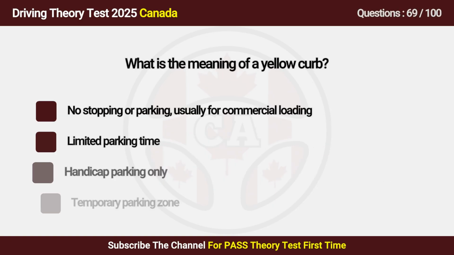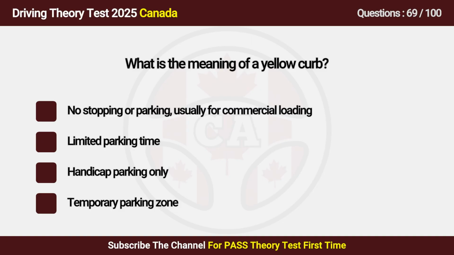Question 69. What is the meaning of a yellow curb? A. No stopping or parking, usually for commercial loading. B. Limited parking time. C. Handicap parking only. D. Temporary parking zone.